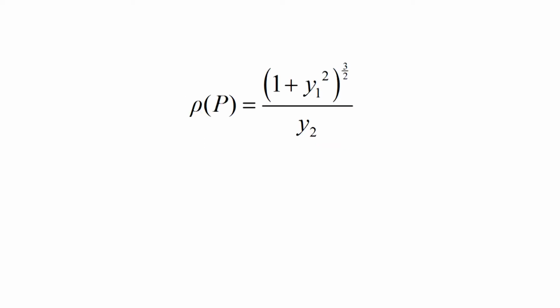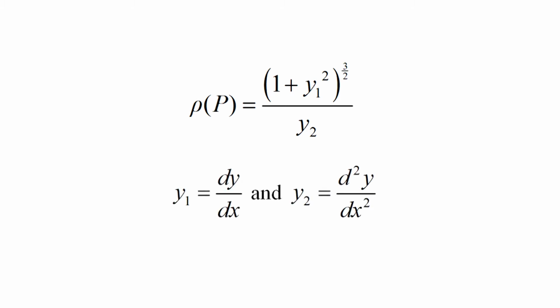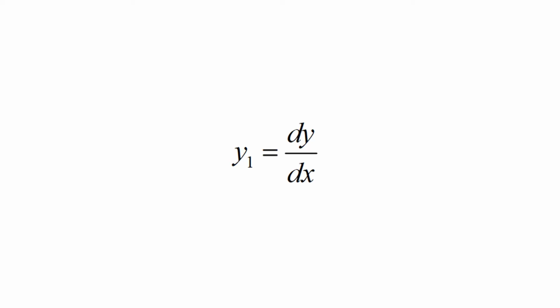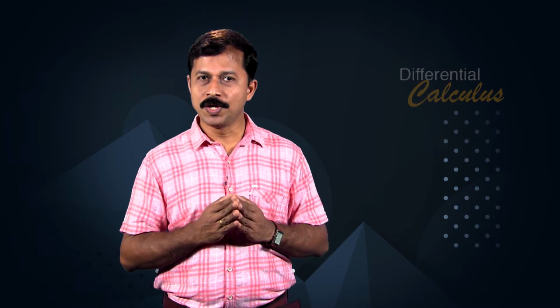We know that rho of P is equal to (1 plus y1 square) all raised to 3 by 2, all divided by y2, where y1 is equal to dy by dx and y2 is equal to d square y by dx square, where the values are evaluated at the point P. Also, tan psi is the slope of the tangent to the curve at the point P. Hence, tan psi is the same as the value of y1 equal to dy by dx evaluated at the point P. That is, tan psi is equal to y1 evaluated at the point P.